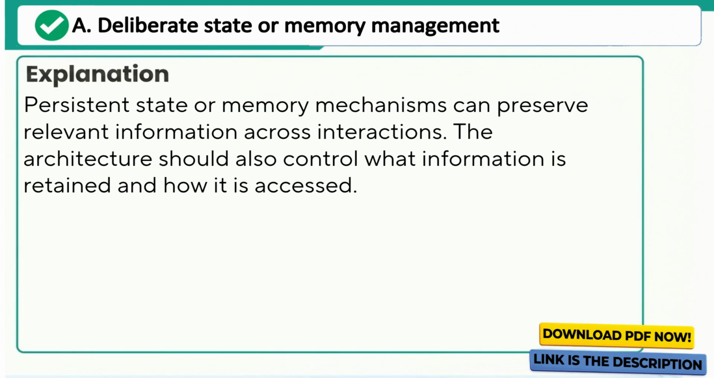Explanation. Persistent state or memory mechanisms can preserve relevant information across interactions. The architecture should also control what information is retained and how it is accessed.